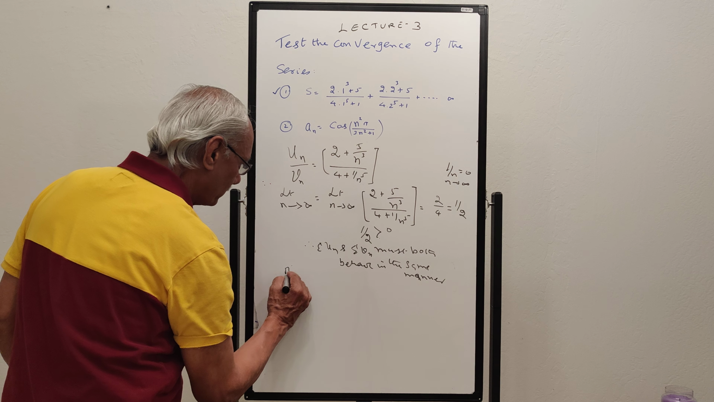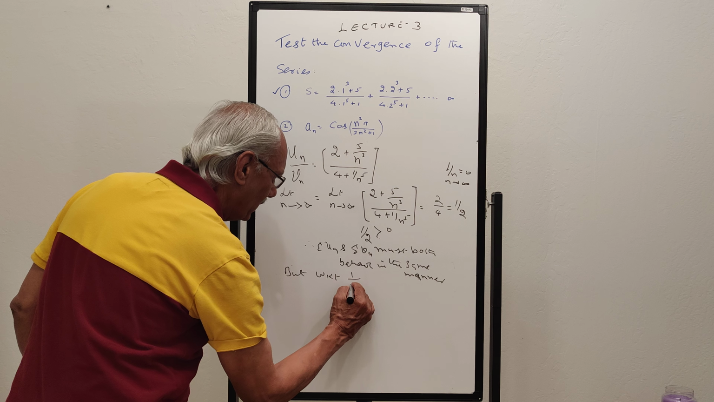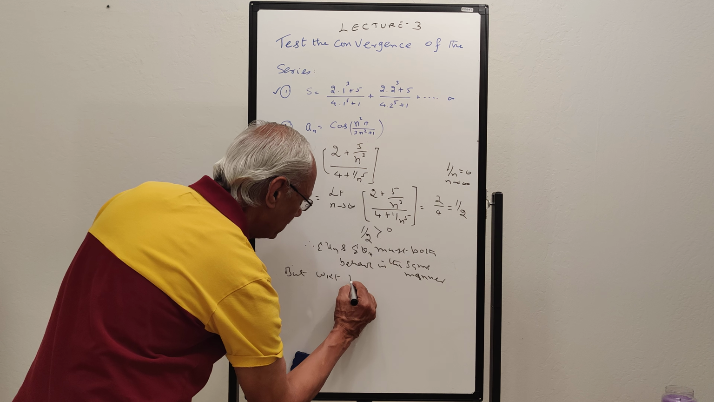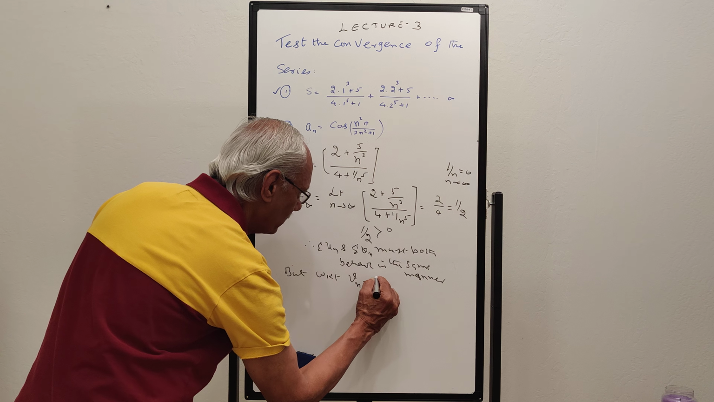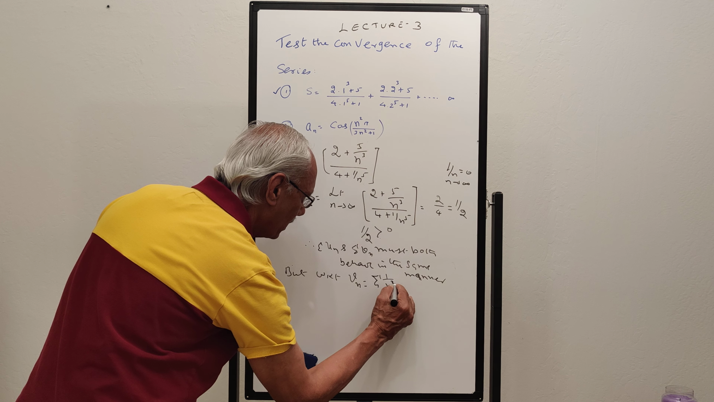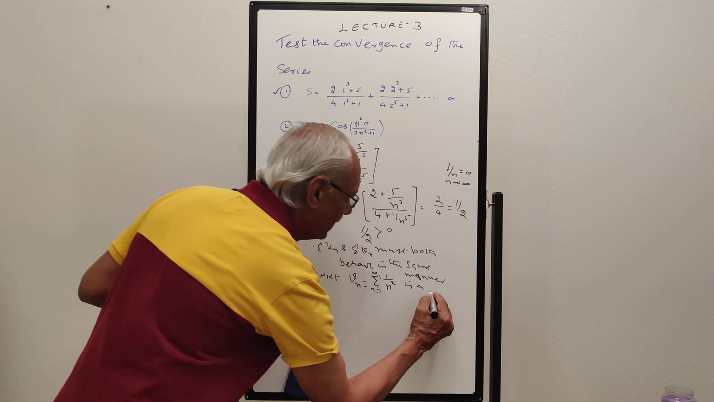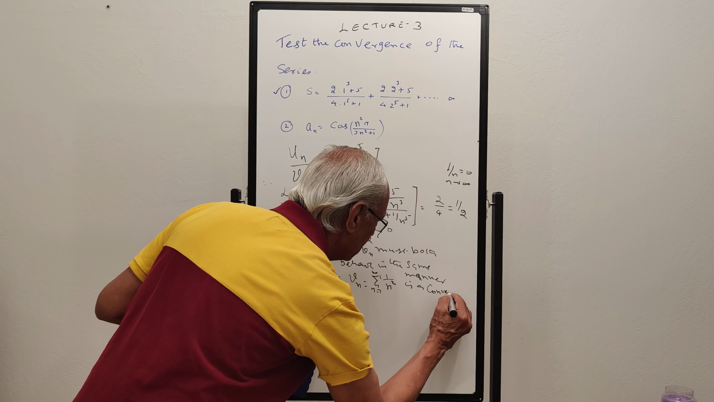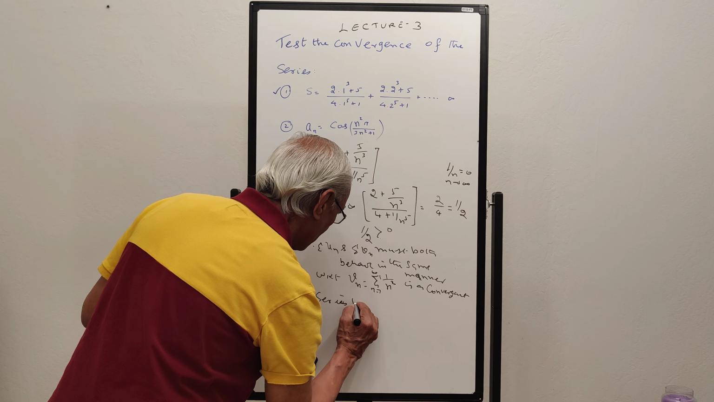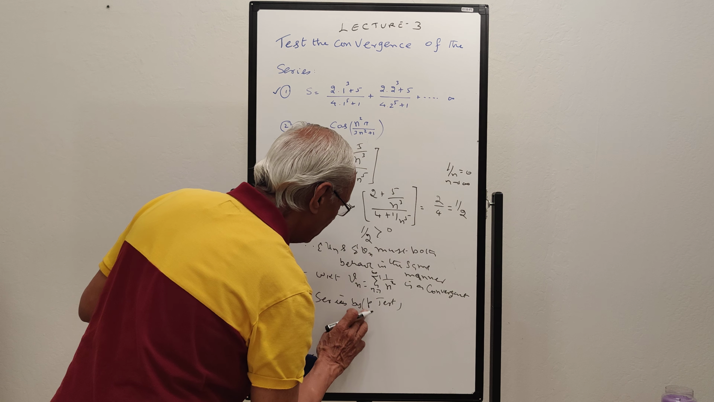But we know that Vn is equal to sigma of 1 by n square, n equal to 1 to infinity, is a convergent series by the p test.